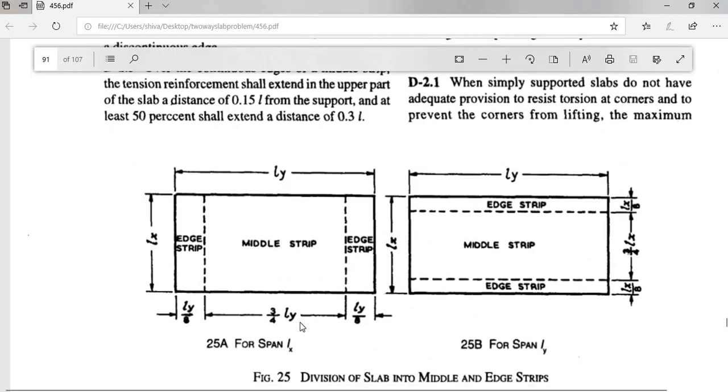As per the recommendation given by the code, the slab panel is divided into two strips in both directions. They are called the middle strip and the edge strip, which are 3/4th of the span and 1/8th of the span respectively in either direction.